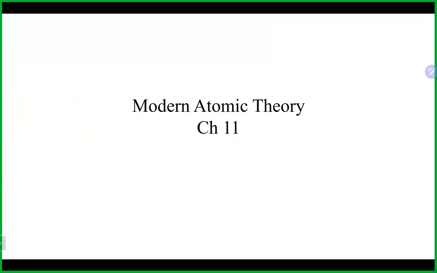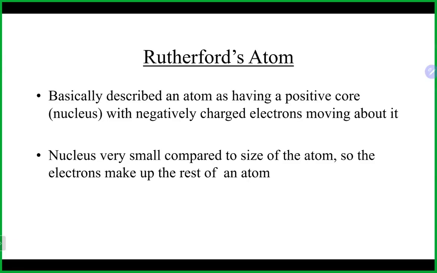All right, that wraps up chapter 4. So we're going to go to chapter 11 now. We're going to talk about modern atomic theory. Really in this chapter, we're going to talk about electrons, electron configuration, what happens as electrons move from one energy level to the next. So let's get into that.